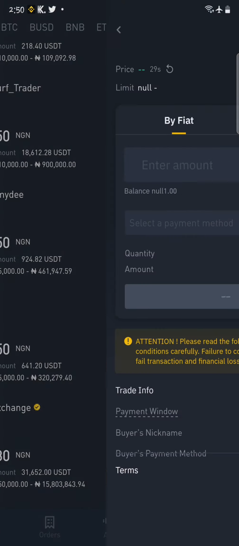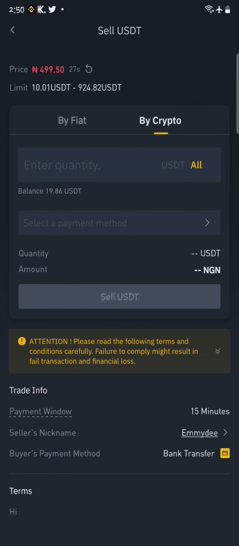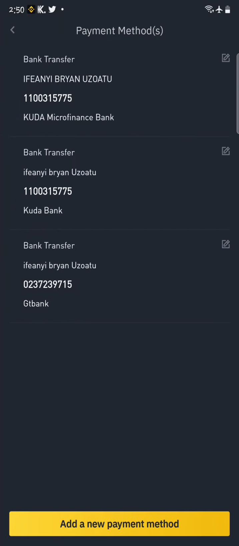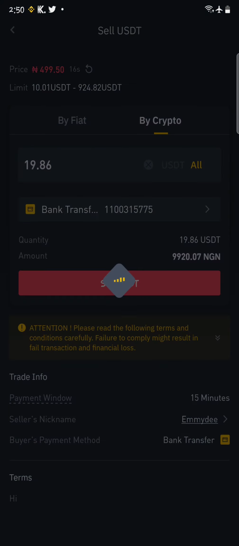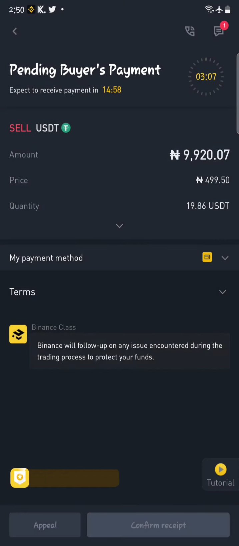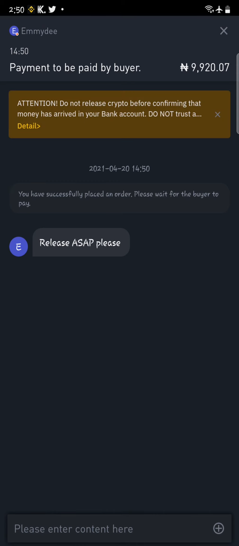So I found someone. So I would like to sell all my USDT, and I would like to be paid in my bank account. So can you see I'll be getting paid 9,920 naira, and I press sell. So now, as I mentioned earlier on, you would see an instruction or a message here from the dealer. So if I click on it, okay, so he said release ASAP, as soon as possible. So what he's trying to tell me is as soon as I get the money in my bank account, I should please release the fund.